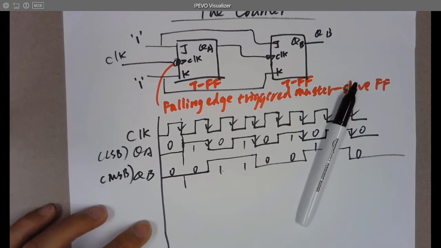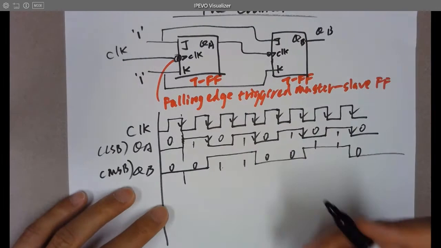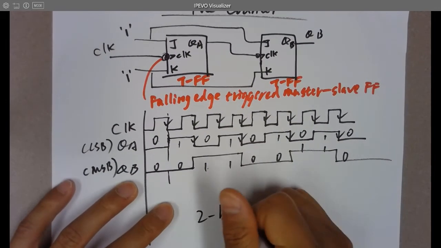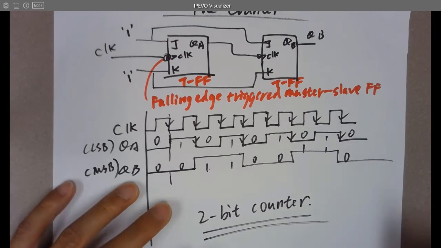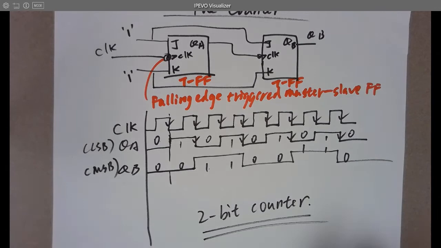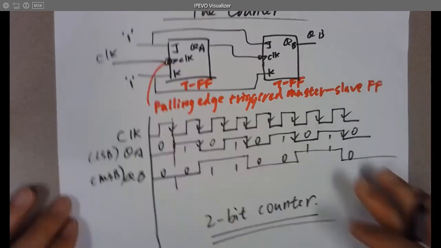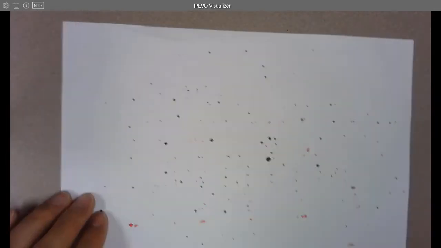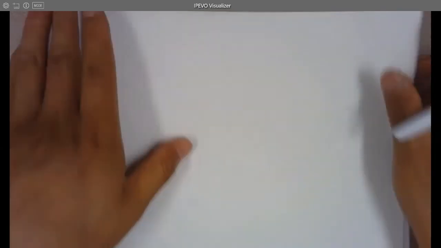Now you just use 2 T flip-flops to build this 2-bit counter. Right? That's what you just got from this master slave flip-flop. So you may be wondering, hey, it's 2-bit, right? Our computer system has like 64 bits.